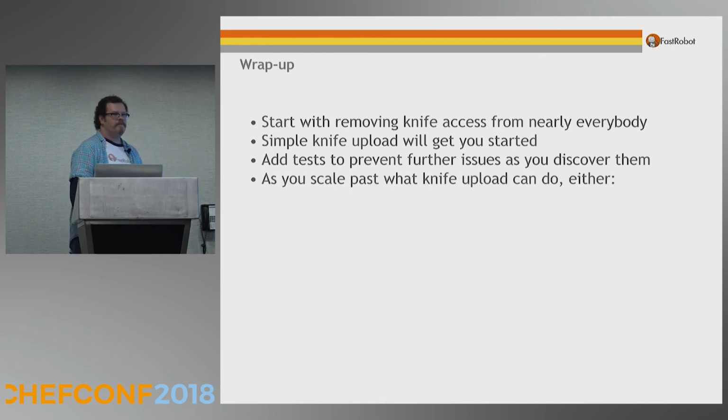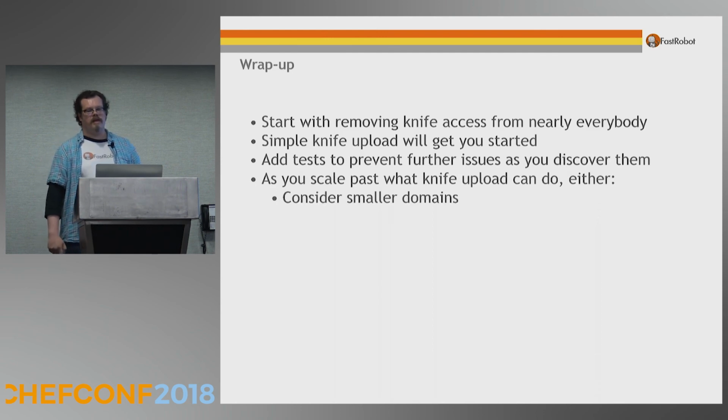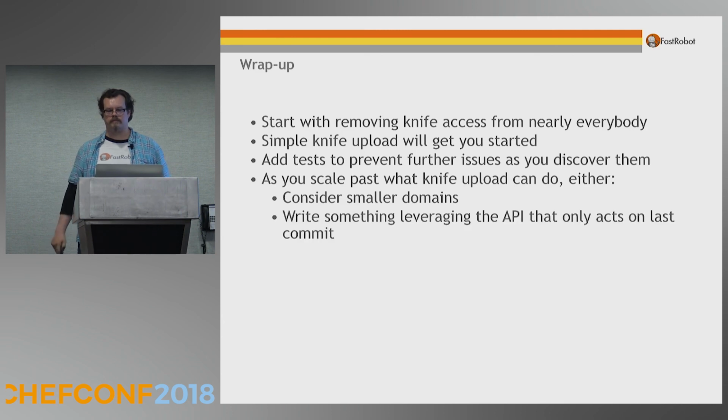And then if knife upload starts wedging on you, think about carving the problem into smaller groups. Does it make sense to have a huge chef server with all of your policy? Or can I say this group of nodes talks over here, this group of nodes talks over there? And if, again, you have to write your own thing, you don't have to shell out to knife commands. You could leverage the API directly.